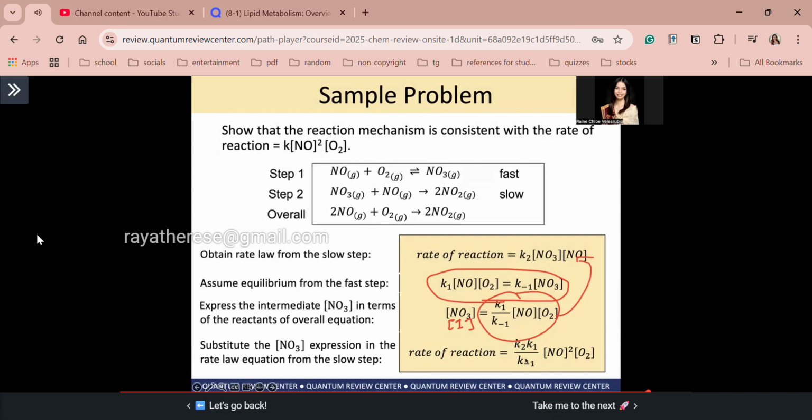Rate of reaction is equal to k2k1 over k negative 1 times NO squared times O2, which is consistent with the experimental rate law. So let's assume, guys, that k2k1 over k negative 1 is just equal to capital K. Okay? Clear, guys? I hope it's clear. Okay?